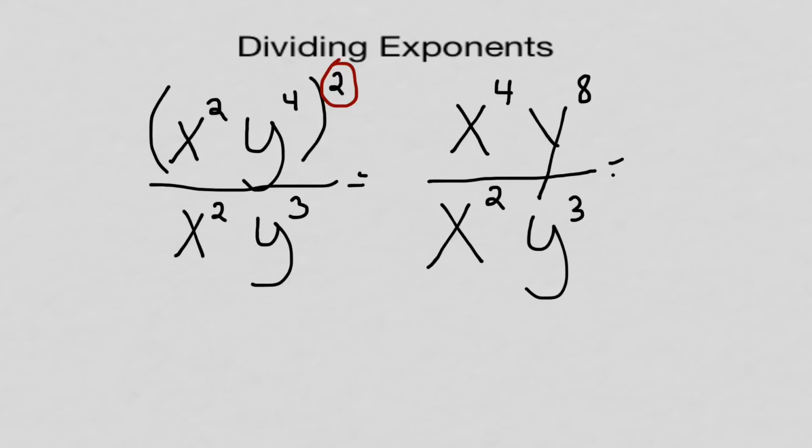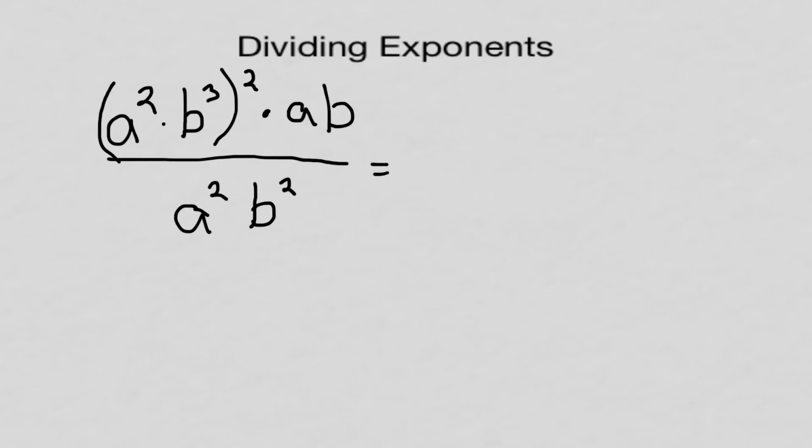All right, running out of space here. But x to the fourth divided by x to the second leaves you x to the second. And y to the eighth divided by y to the third leaves you with 8 minus 3, so it's going to be y to the fifth.